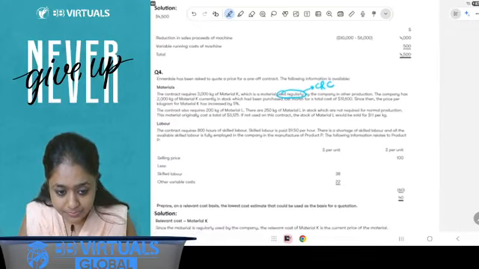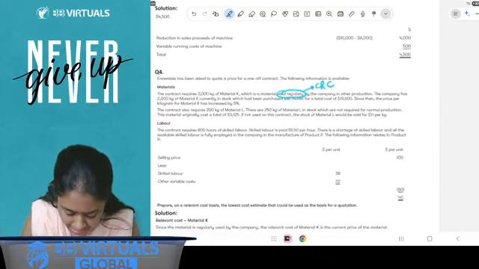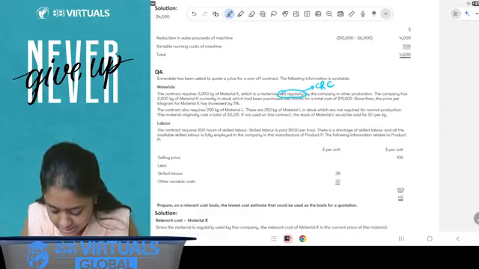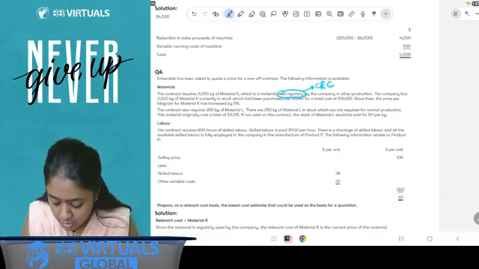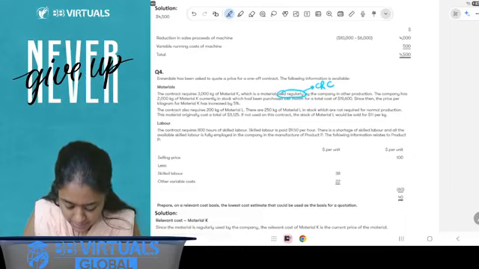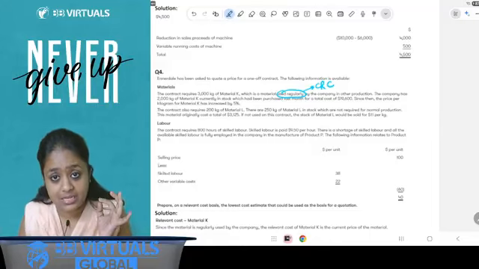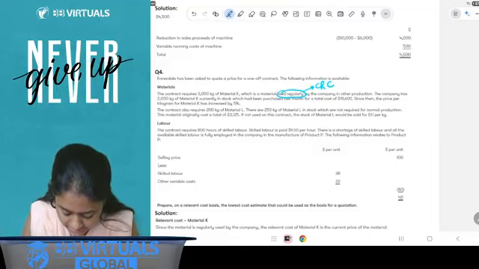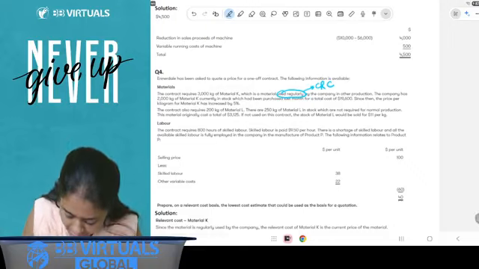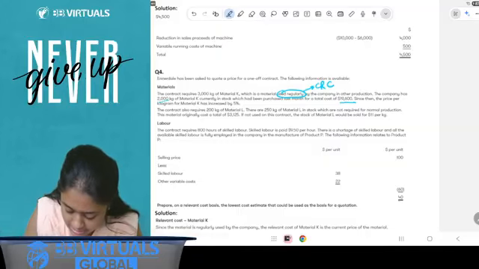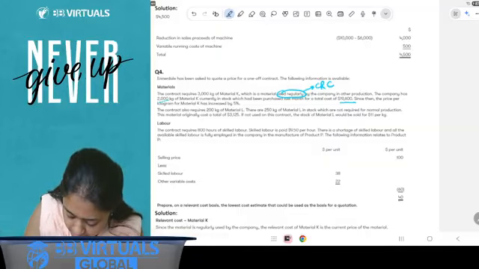Now, the company has 2,000 kgs of material K currently in stock, which was purchased last month for a total cost of 19,600. Since then the price per kilogram has increased by 5%. So we have to get the current price. How will I get the current price? Now 19,600 is the total cost for 2,000 kgs. Can we get the cost per kg?